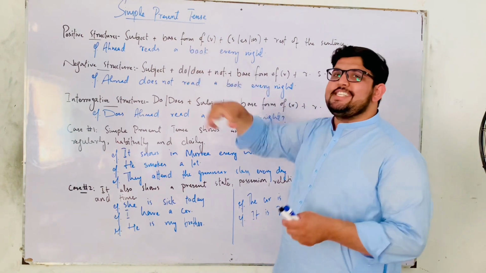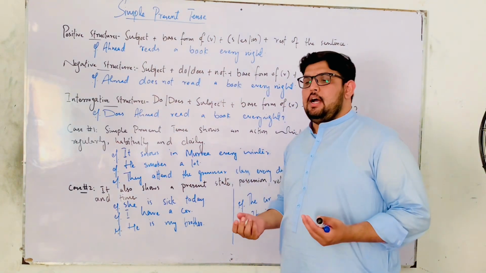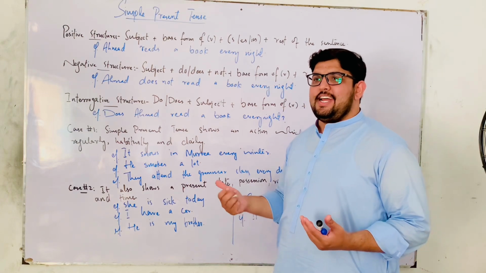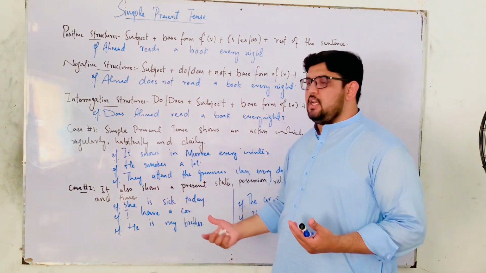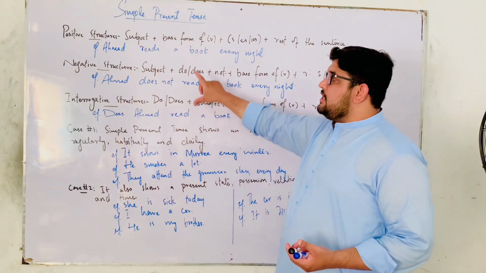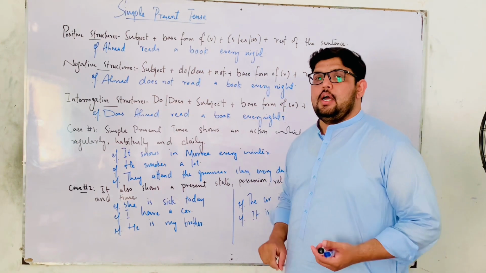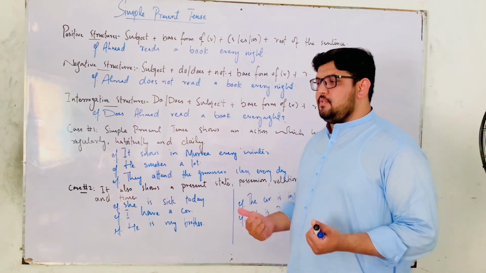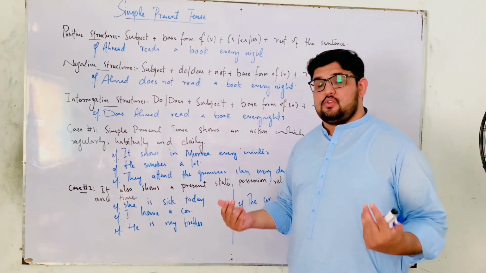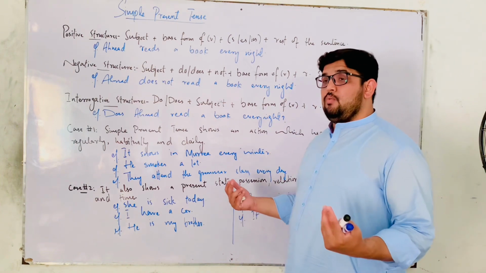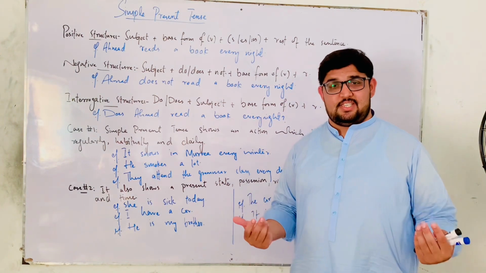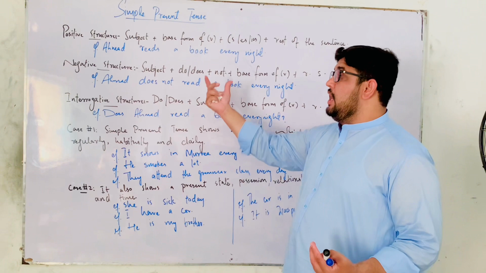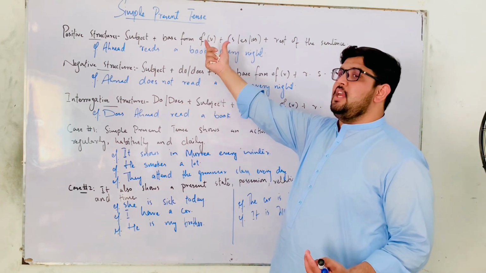Now each tense has its stages, like syntactic stage, explanatory stage and implementing stage. Syntactic stage refers to the structures of the tense, where we discuss the positive structure, the negative structure and interrogative structure, like how can we make a positive sentence, a negative sentence, an interrogative sentence. So we follow the structures for each and every tense.